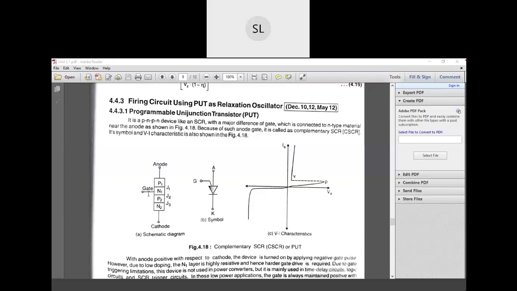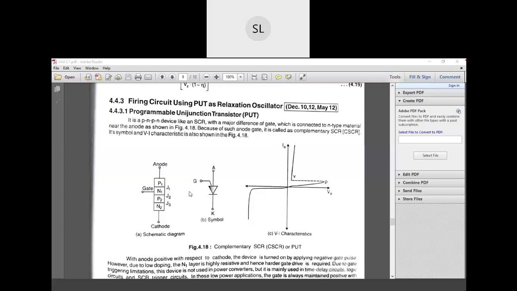The characteristics are also the same as those of the SCR. It has four layers. When we keep the anode at positive potential to the cathode, this PUT can be turned on by applying some positive gate voltage. The SCR was turned on by applying some positive potential to its gate terminal. In the case of this PUT, it can also be turned on by positive gate voltage.